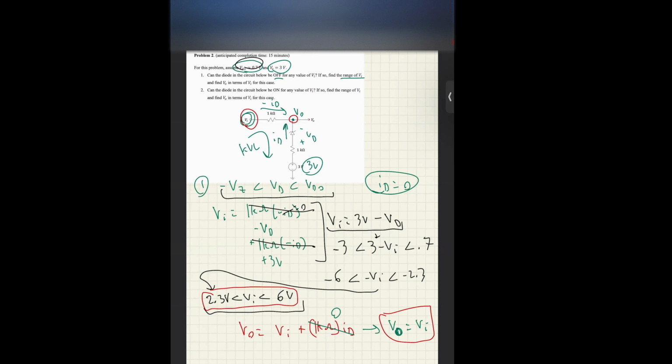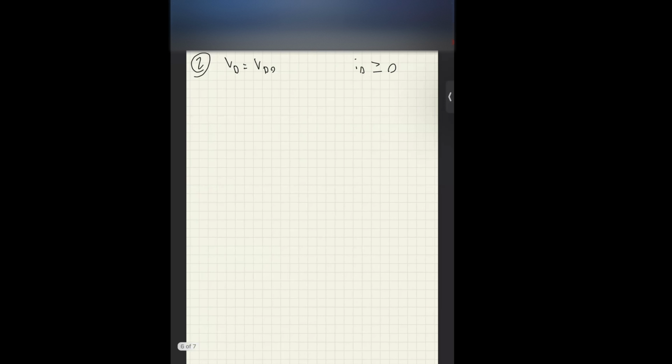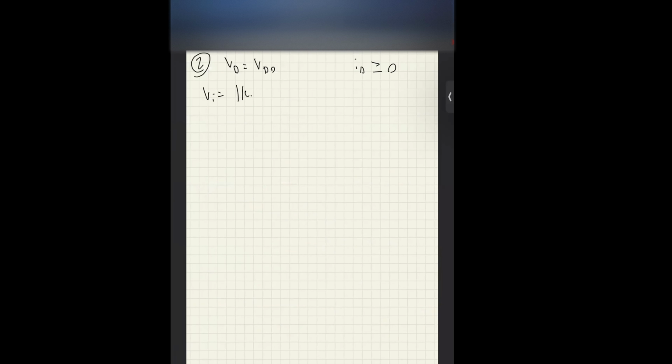Now going to part 2 of this problem, we're going to assume that the diode is on. So if it's on, that means we have the equation VD equals VDO, and we know that ID is going to be greater than or equal to 0. Going back to the KVL that we have, I'll write it again: VI equals 1K ohm times ID minus VD plus 1K ohm times ID plus 3. We can combine these and group them.